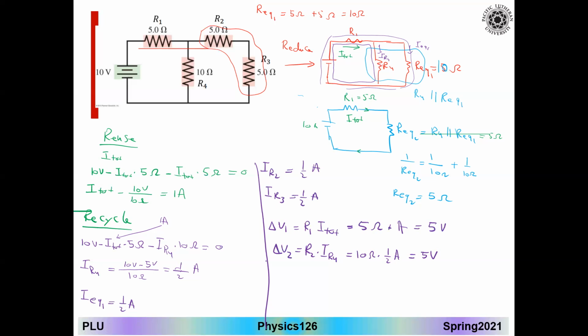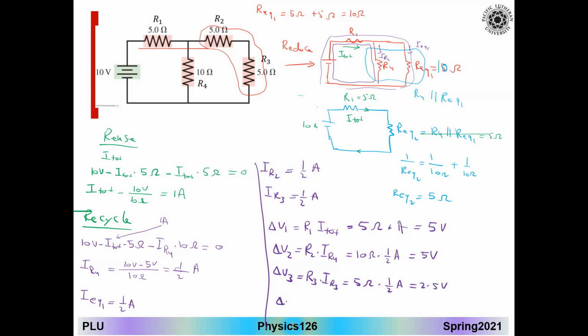Okay, now delta V3 will be R3 times I R3. I have the R3, it's 5 ohms, times I, which will be 0.5. And in that case, 2.5 volt.